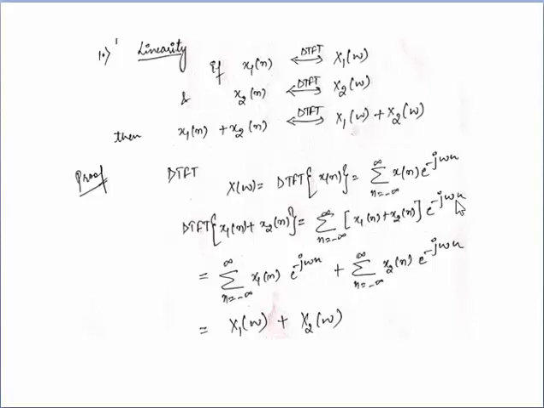Now we have to split the summation into two parts. First as summation n tends to minus infinity to infinity x1(n) e raised to power minus jωn plus summation n tends to minus infinity to infinity x2(n) e raised to power minus jωn. So the first summation is the formula of X1(ω) and the second one is the formula of X2(ω), that is the DTFT of x2(n). So we have proved DTFT of x1(n) plus x2(n) is equal to X1(ω) plus X2(ω).